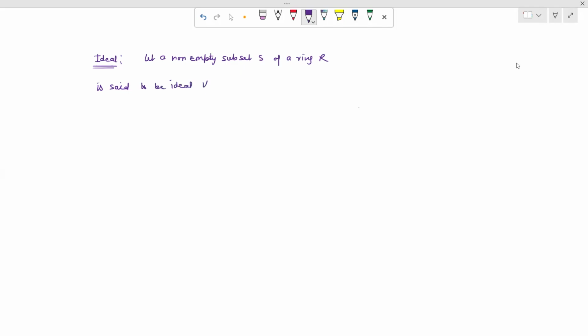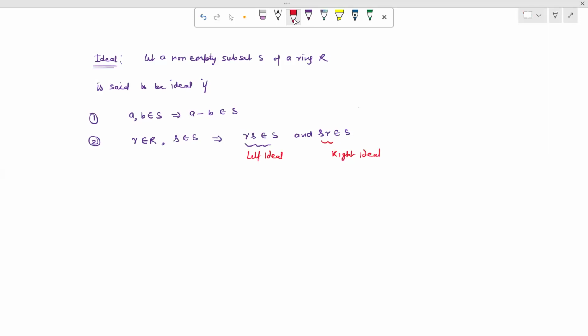an ideal if, first property, if A and B belong to S, which implies that A minus B belongs to S. And second property, if small r is an element of ring R and small s is an element of S, which implies that rs belongs to S and sr belongs to S. So we can say that this is our left ideal, and this is the right ideal.